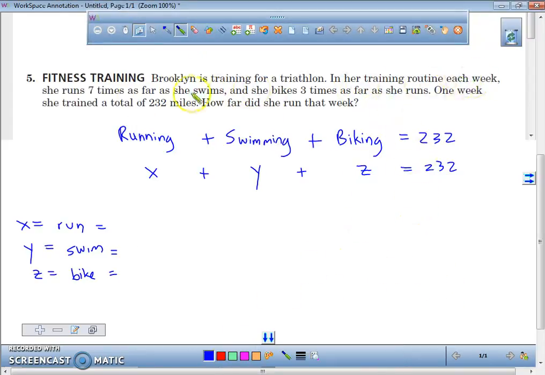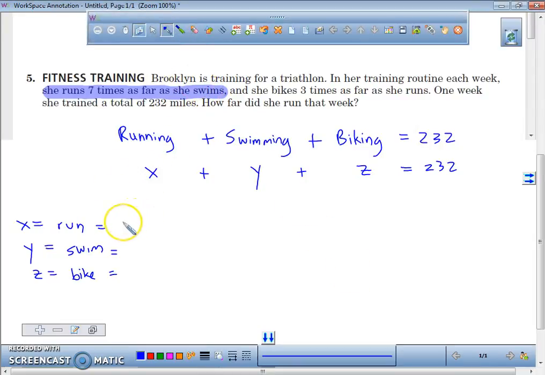It says, in her training routine, she runs 7 times as far as she swims. That means she's running 7 times as much as she swims. So if she swims 1 mile, she runs 7. If she swims 2 miles, she runs 14. So however many miles she swims, it's going to be 7 times that amount. So put 7y.